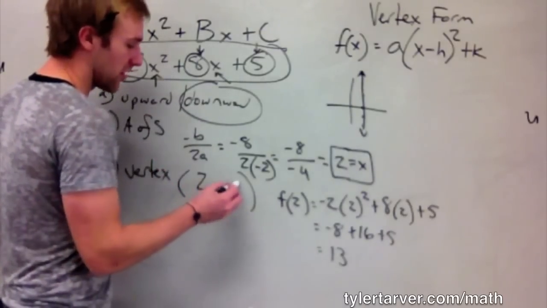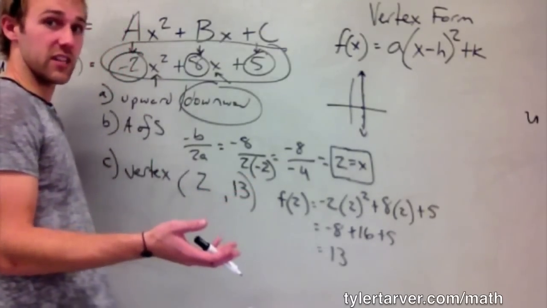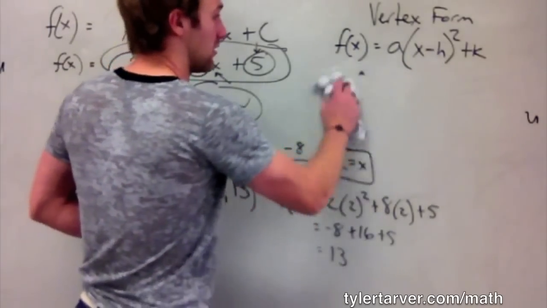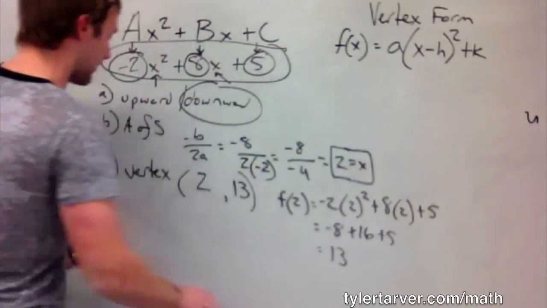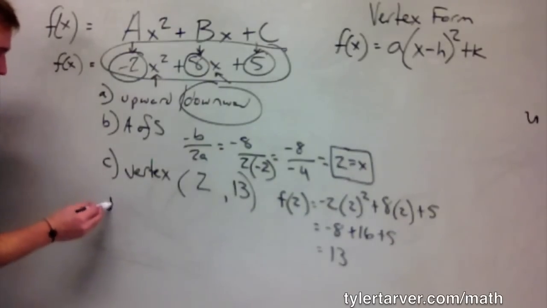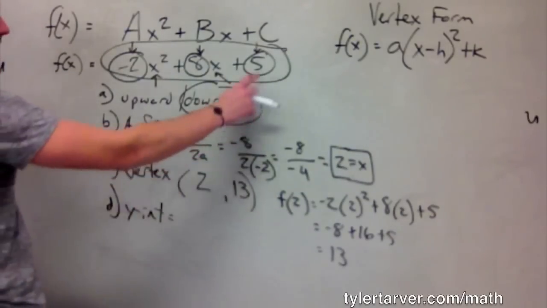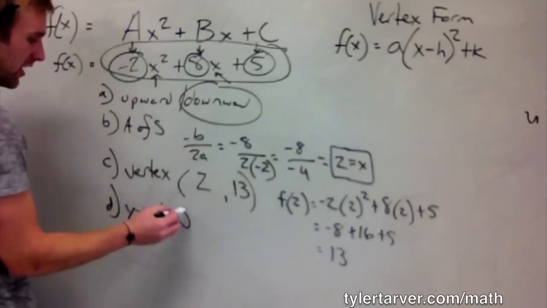Alright, so 13 is our y. We found the vertex. Excellent. Now, from there, I can plot. Well, let's not plot to the end. Okay, let's find the most difficult part, the y-intercept. Whatever's in the place of C. 5. You're done. That was tough.